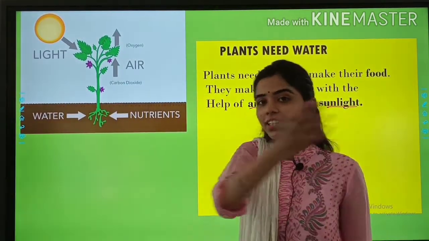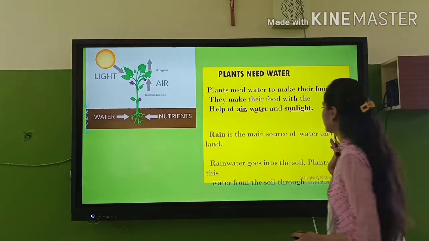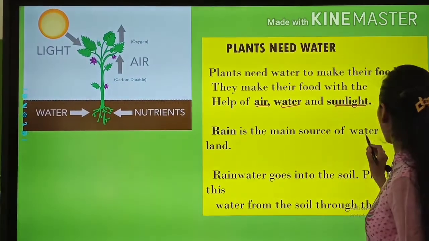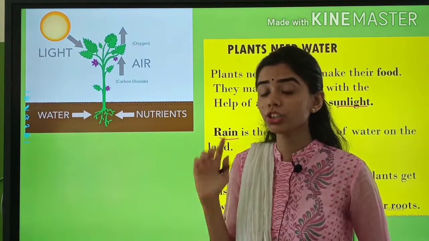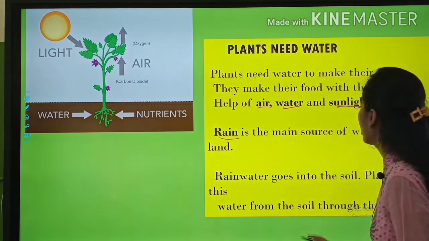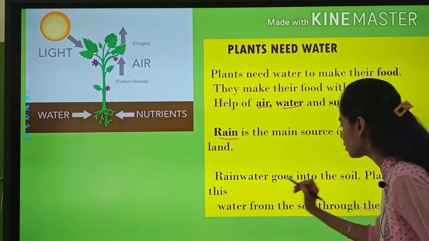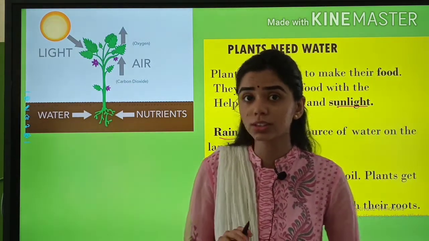And air is in the atmosphere. Okay, air is around us. Rain is the main source of water on the land. Rain, barish. Okay, so rain is the main source of water on the land. Rainwater goes into the soil. Plants get this water from the soil through their roots.